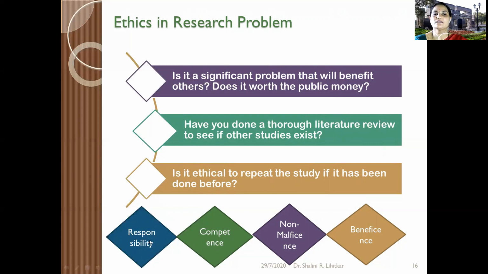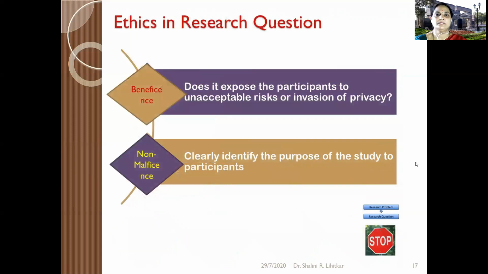And this shows the various codes or principles of ethics. If you answer all three questions, then you will get the ethical codes: responsibility, competency, non-maleficence, and beneficence. Like this, you have to follow ethics in every stage of research. So this is the first step, the research problem. Whenever you choose your research, you have to follow some ethics.